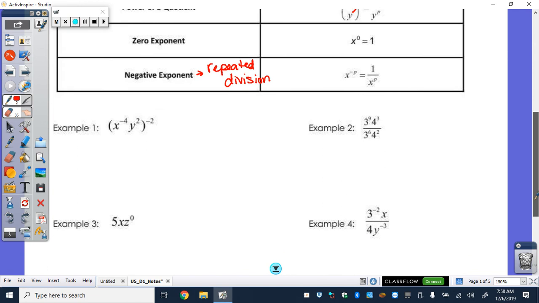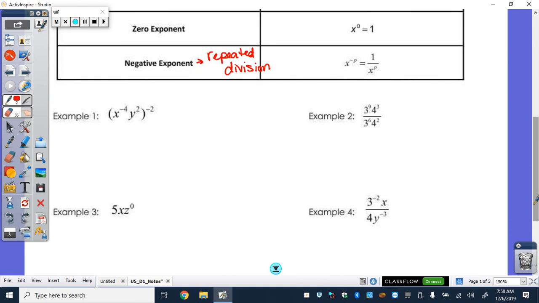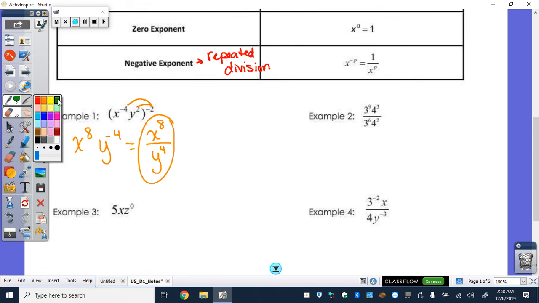So let's go through some examples here. As I was saying, here we have the power of a product. So you're going to multiply that exponent times both of those. That gives me x to the 8, y to the negative 4. But we can never actually leave negative exponents. So that becomes x to the 8th over y to the 4th. That y to the 4th moves to the bottom because, again, negative exponents are repeated division.